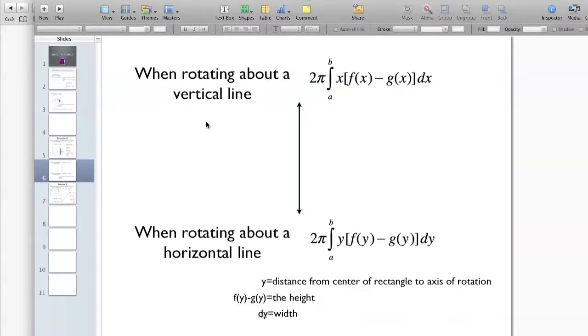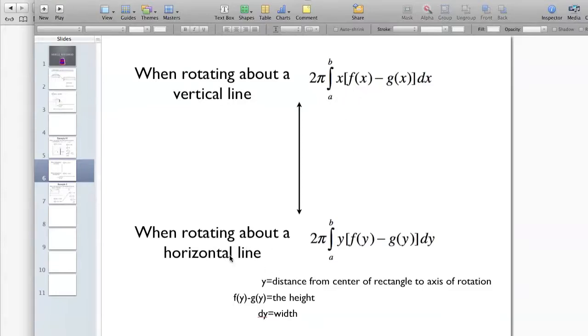So we just worked a problem that rotated around a vertical line. But the next problem we're going to approach will be rotating about a horizontal line, and also the axis of rotation will not be the y-axis or the x-axis. It's going to be a little bit different. But the only change between rotating about a vertical line and rotating about a horizontal line is the variables. So just change x to y.